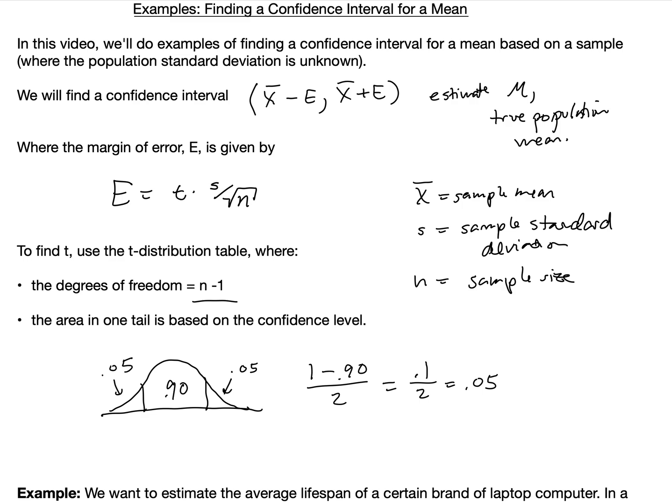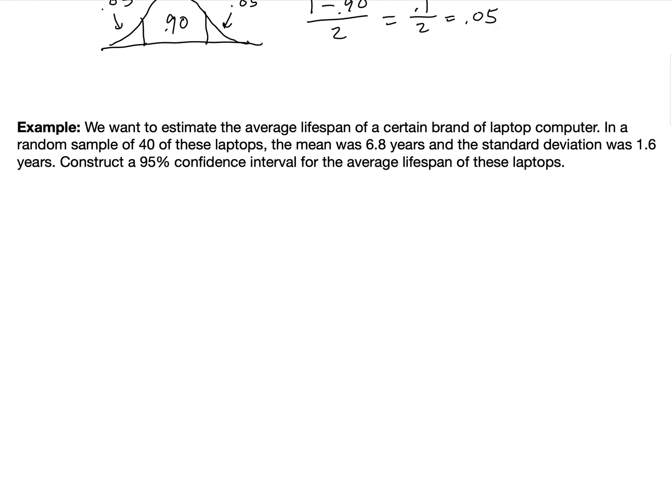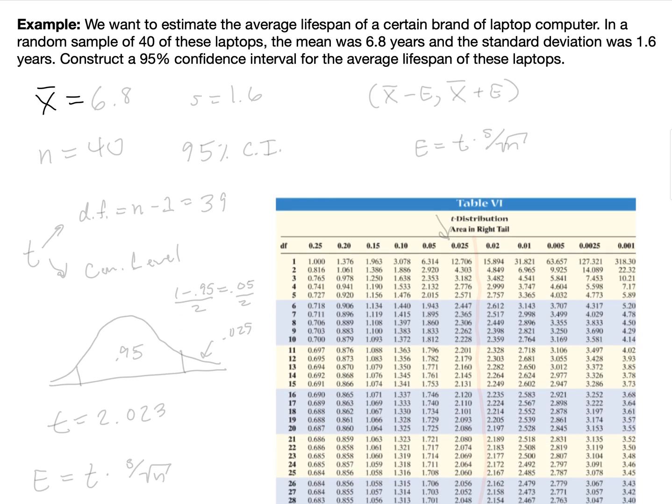So here is an example. We want to estimate the average lifespan of a certain brand of laptop computer. In a random sample of 40 of these laptops, the mean was 6.8 years and the standard deviation of the sample was 1.6 years. Construct a 95% confidence interval for the average lifespan of these laptops. Okay, so let's think about what we know so far. We know that the sample mean is 6.8 years. We know that the sample standard deviation is 1.6. We know that the sample size is 40, and we're looking for a 95% confidence interval.